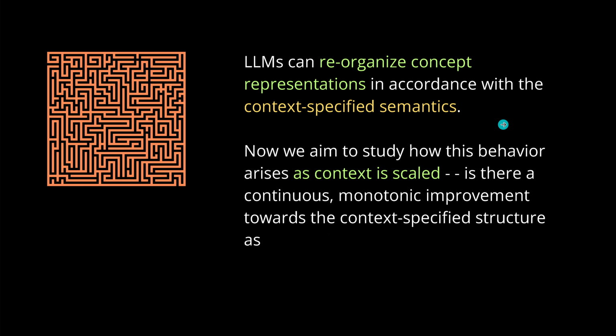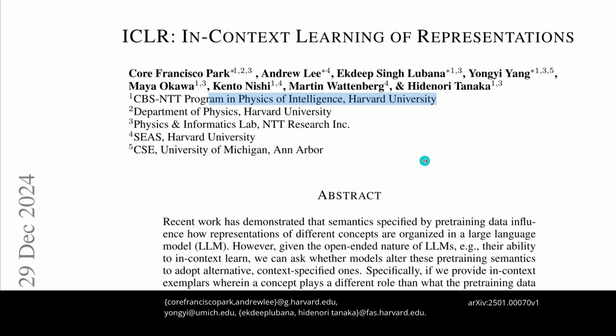Great. So if we accept that LLMs can reorganize the concept representation, then we aim now to study this behavior. We need a mathematical model. We want to understand how the context works. If we have a scaling, is there a continuous monotonic improvement toward the context-specified structure as context is added? And it turns out no. Now please refer to this study, maybe you enjoy it. If you want to go to the edge of knowledge, to the fringe of AI research, and please know this is research. This is not just copying a code and that is it. This is really research with a lot of deep thinking involved. But if you enjoy this, this is the paper for you.